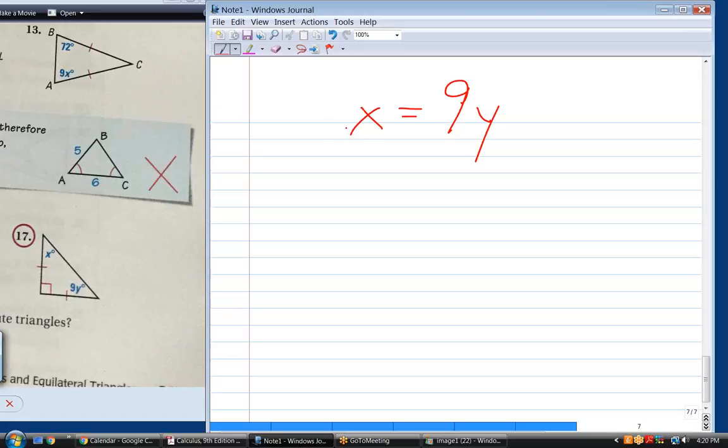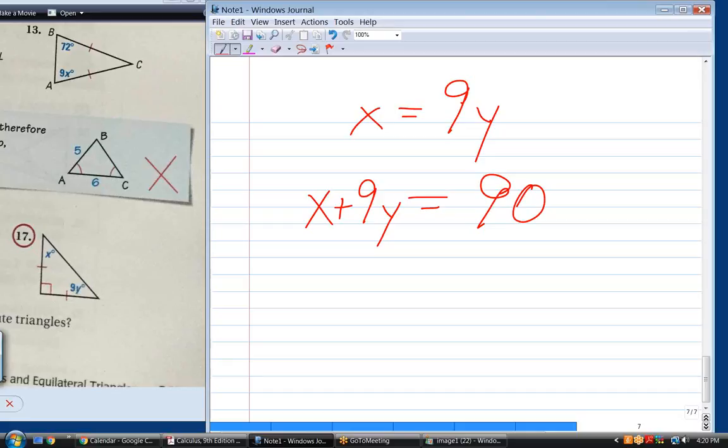Notice really the first thing I can say is that x equals 9y. Okay? Which doesn't allow me to solve for it. Because you have 2 variables, right? Right. I got 2 variables and 1 equation. So if I want to solve for it, I got to come up with another equation. Well, the other equation is that x plus 9y has to equal 90. In other words, the 2 acute angles have to equal 90.